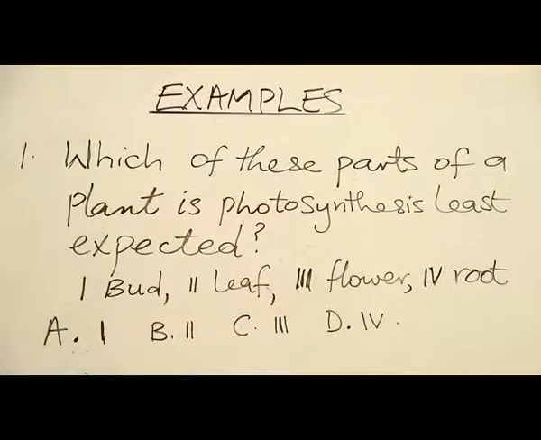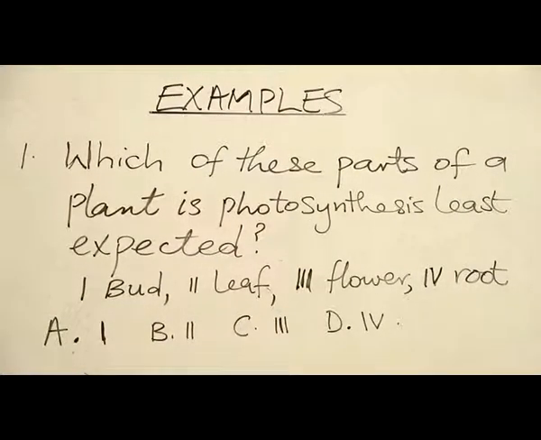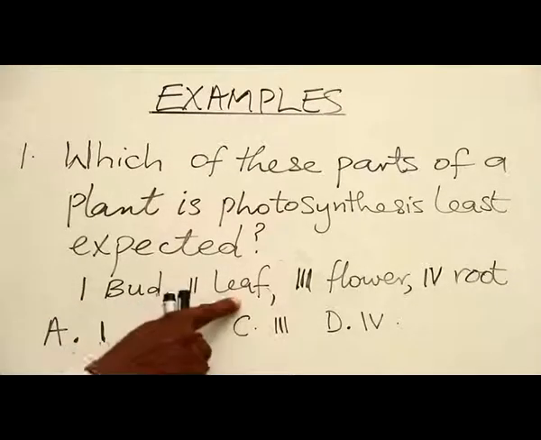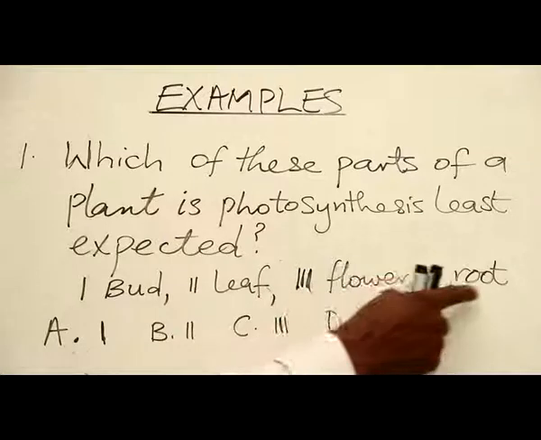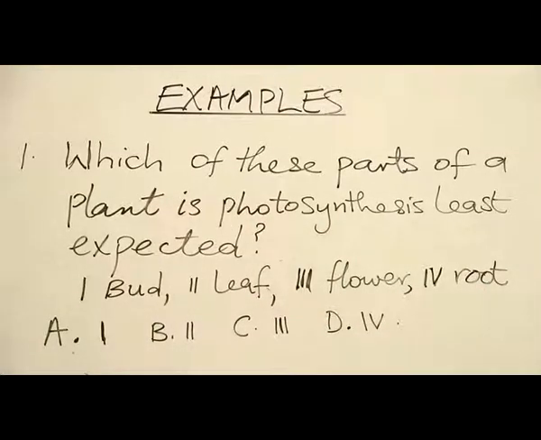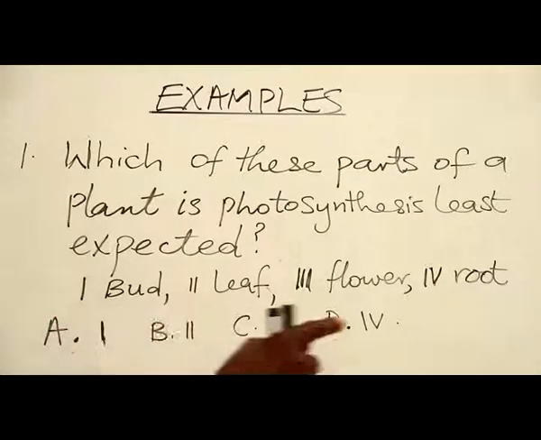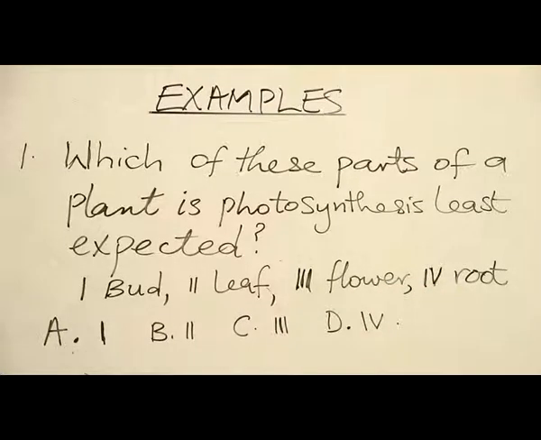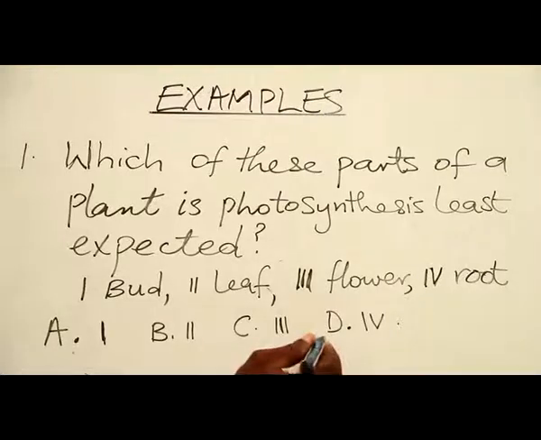Example 1. In which of these parts of a plant is photosynthesis least expected? The parts of the plant are 1. Bud, 2. Leaf, 3. Flower, 4. Root. So, in which of them is photosynthesis least expected? If you look at all of them, it is the root that we are not expecting photosynthesis, and that is option D. So the answer is option D.